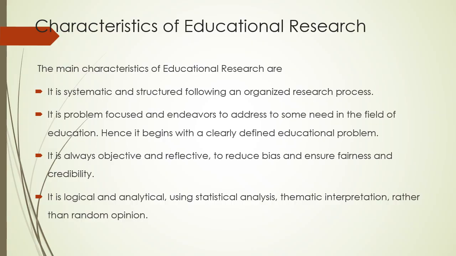Characteristics of educational research. Educational research should be systematic and structured, following an organized and step-by-step process. It should be problem-focused, beginning with a clearly defined educational problem. It should be objective and reflective, minimizing bias and ensuring fairness and credibility. It should be logical and analytical, using statistical analysis, thematic interpretations, and avoiding random opinions.